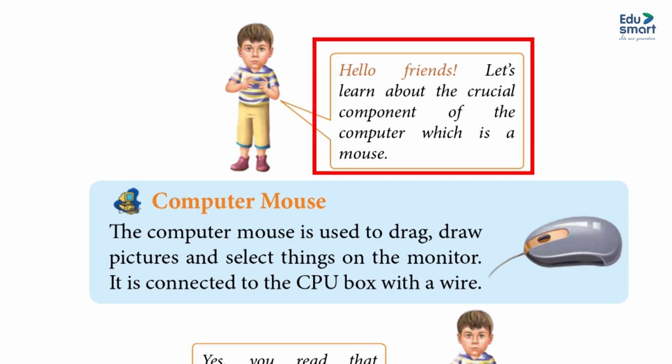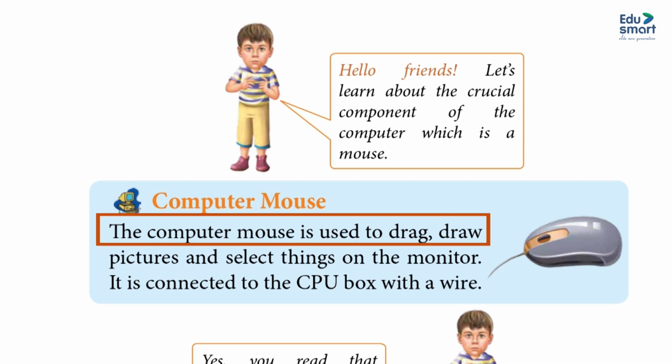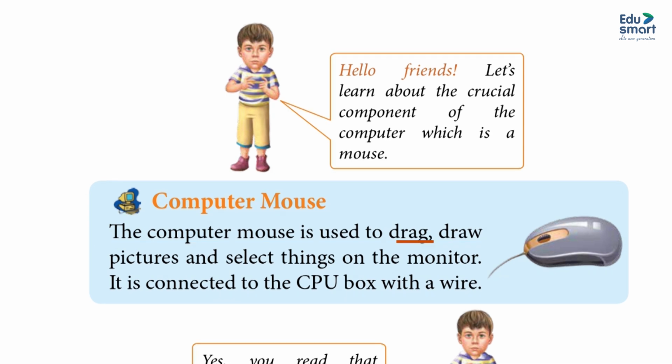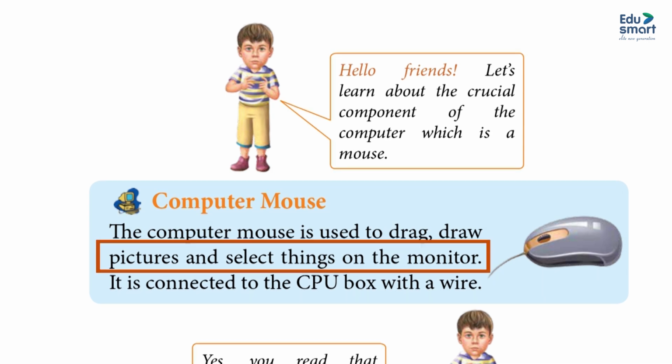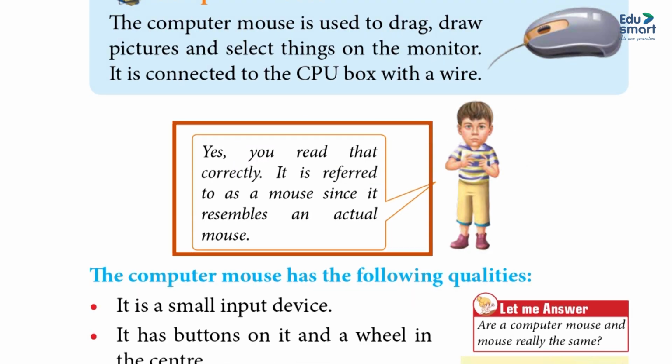Hello friends, let's learn about the crucial component of the computer, which is a mouse. Computer mouse. The computer mouse is used to drag, draw pictures and select things on the monitor. It is attached to the CPU box with a wire. Yes, you read that correctly. It is referred to as a mouse since it resembles an actual mouse.